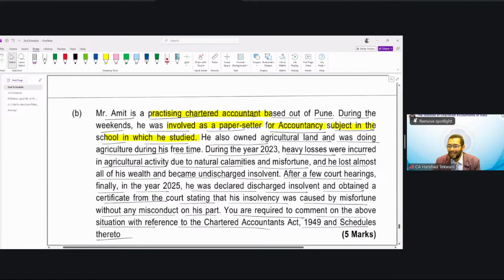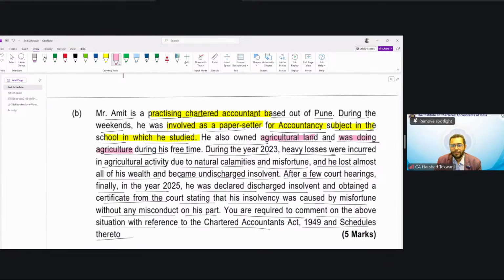Secondly, he is owning agricultural land and was doing agriculture activity during his free time. There is agriculture also involved in this particular scenario. Now, what about the agriculture? Is agriculture allowed or do you need to take specific permission?